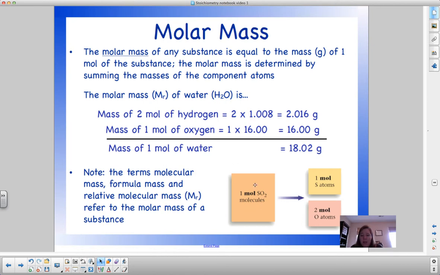Okay, and this is just a visual interpretation of it. So if you have, let's say, 1 mole of SO2 molecules, that means that we have 1 mole of S atoms and we have 2 moles of O atoms. Notice how I'm starting to integrate this terminology into our playing field here.